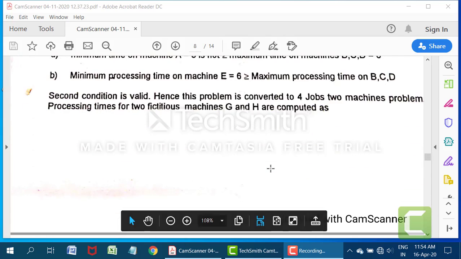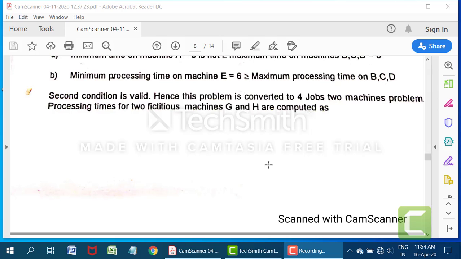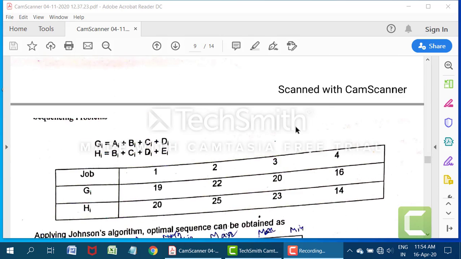Now group the machines and assume two imaginary machines G and H like this. G equal to A plus B plus C plus D. H equal to B plus C plus D plus E. While combining the processing times for G, leave the last machine data; sum the processing times for the first machines only, A, B, C, D. Then while calculating the processing times for the imaginary machine H, leave the first machine data, and the processing times on B, C, D, E only should be clubbed.